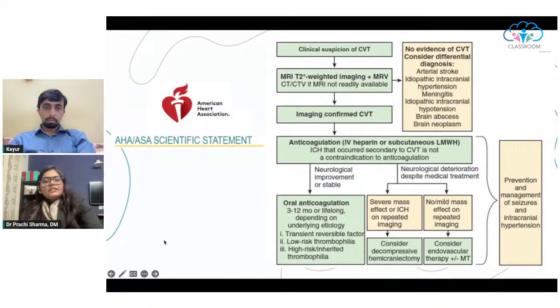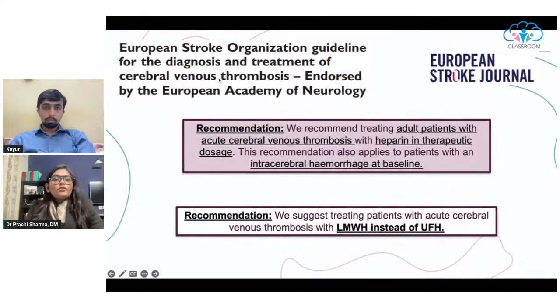So this is reiterated in the AHA-ASA scientific statement where they say once the diagnosis of CVT is confirmed, go ahead with anticoagulation using either IV heparin or subcutaneous low molecular weight heparin, irrespective of the presence of ICH. That is not a contraindication. The European Stroke Organization guidelines, which are more recent, also recommend that in patients with acute CVT, heparin has to be used in therapeutic dosage and irrespective of the presence of ICH at baseline.